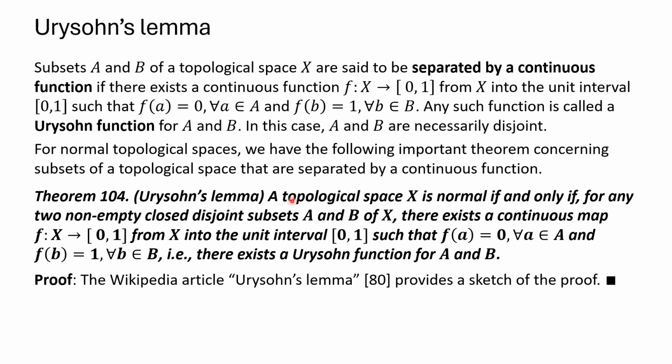And for normal topological spaces, we have the following theorem concerning subsets of a topological space that are separated by a continuous function. So here we have it. Urysohn's lemma: a topological space X is normal if and only if for any two non-empty closed subsets A and B of X, so that's for any two, there exists a continuous map f from X into the unit interval such that f of a equals 0 for every a in A, and f of b equals 1 for every b in B. In other words, there exists a Urysohn function for A and B. And if you're interested in the proof, just go to Wikipedia and look up Urysohn's lemma, and they'll have a sketch of a proof there.